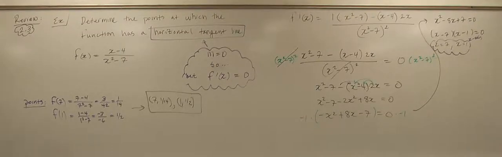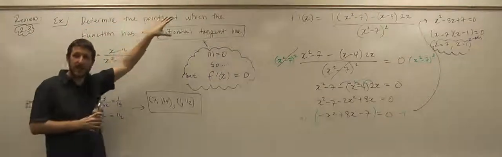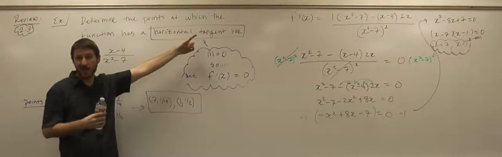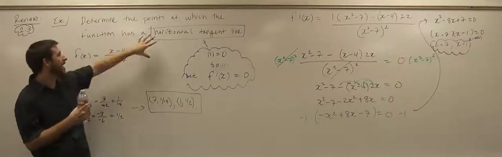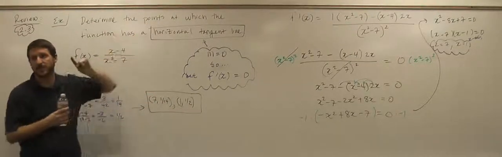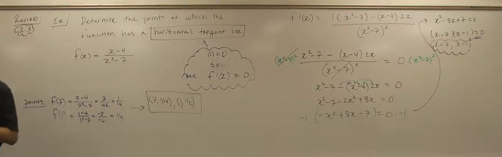That's it? You want more? I thought we needed to keep going and find the equation of the tangent line. But did it ask for it? It doesn't say find the equation of the tangent line. First of all, it's a horizontal tangent line, so the equation would just be y equals 1/2 and y equals 1/14. But it didn't ask for the equation, it just asked for the points. Be careful, or you'll be doing more work than you have to do. I made the same mistake.